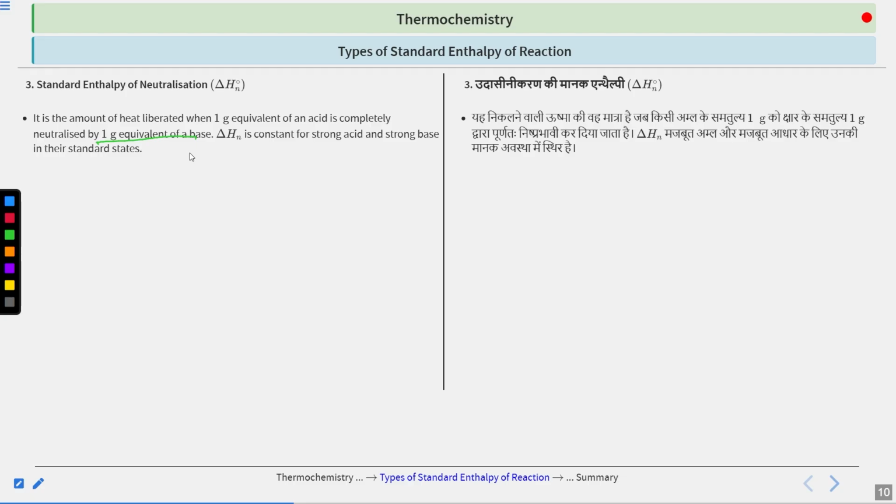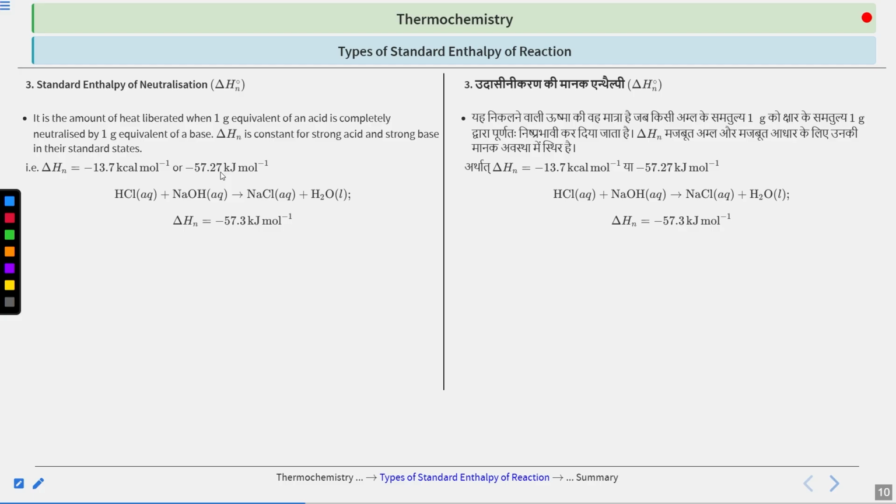So if you are neutralizing a strong acid with a strong base, or a strong base with a strong acid, then its value is always fixed. So let us see what this value is. This value is minus 57.27 kilojoule per mole, or minus 13.7 kilocalorie per mole. So these are the values for the neutralization of a monobasic strong acid and a monobasic strong base. Clear? Okay.